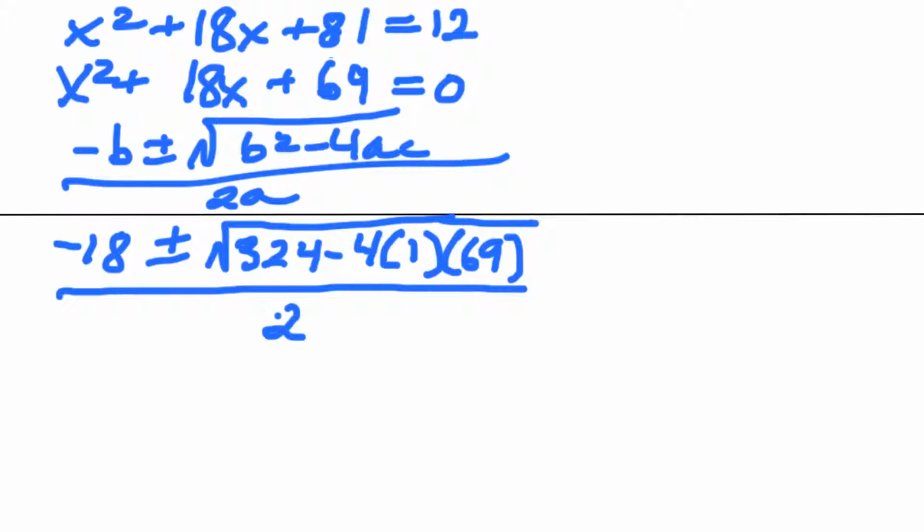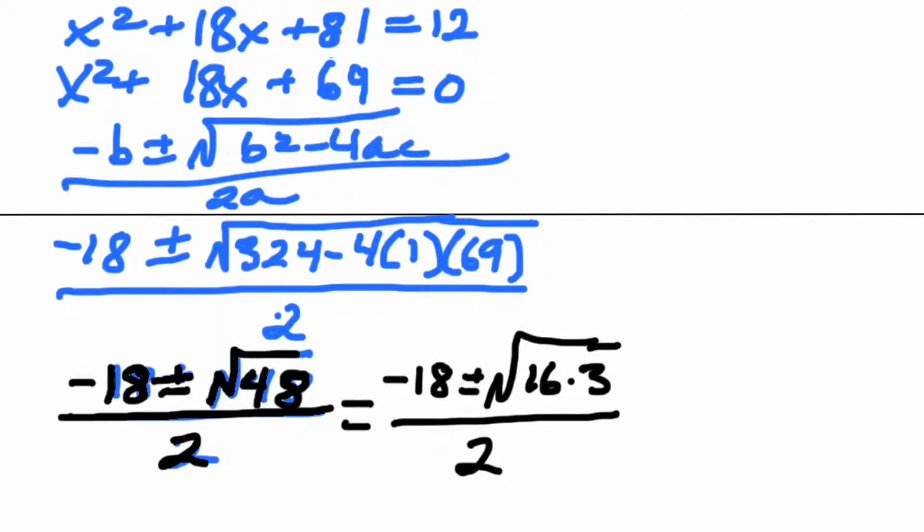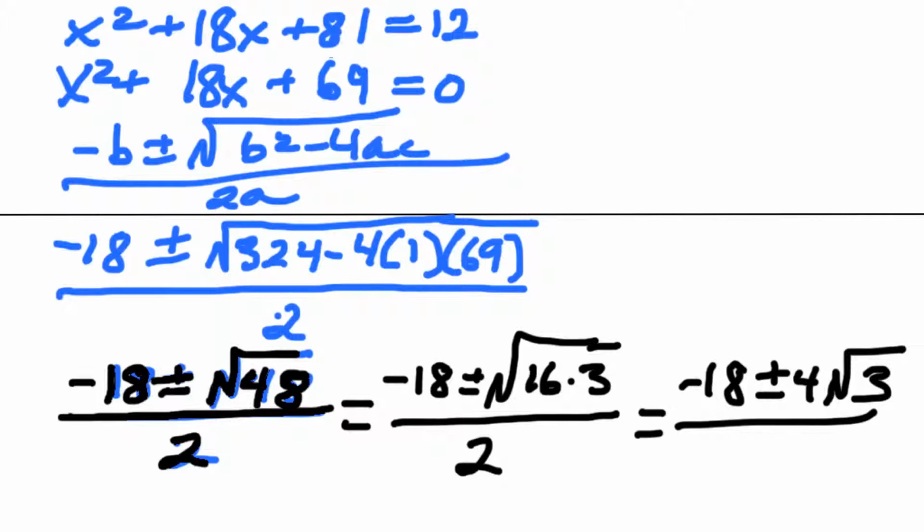So we get negative 18 plus or minus the square root of 324 minus 4 times 1 times 69, all divided by 2. So we have negative 18 plus or minus the square root of 48 divided by 2. Simplifying the radical, it's the square root of 16 times 3, so we can pull a 4 out of there. And we get negative 18 plus or minus 4 times the square root of 3, divided by 2.